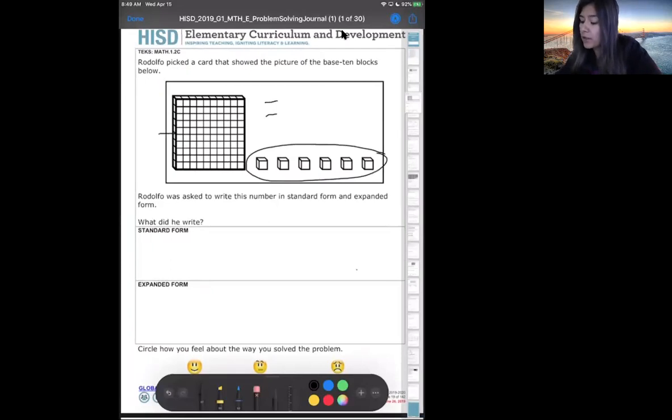And then we move on to standard form. Remember, standard form is using digits. And then expanded form is you represent using the values. There you go. I'm excited to see your work.